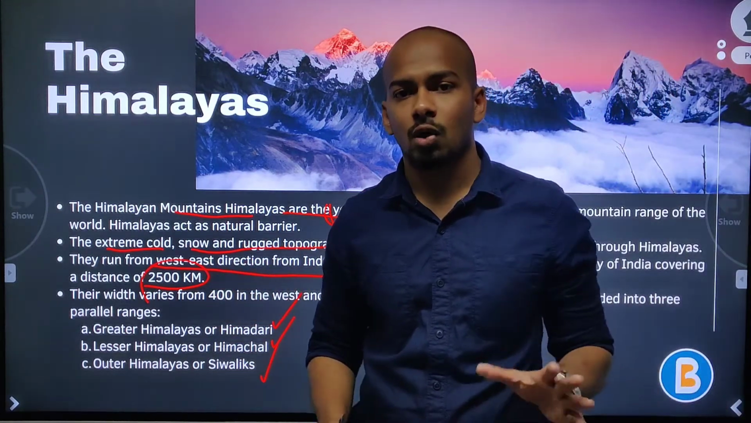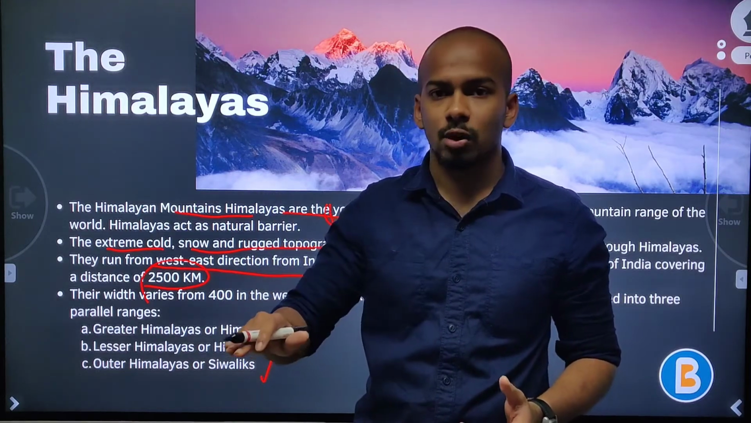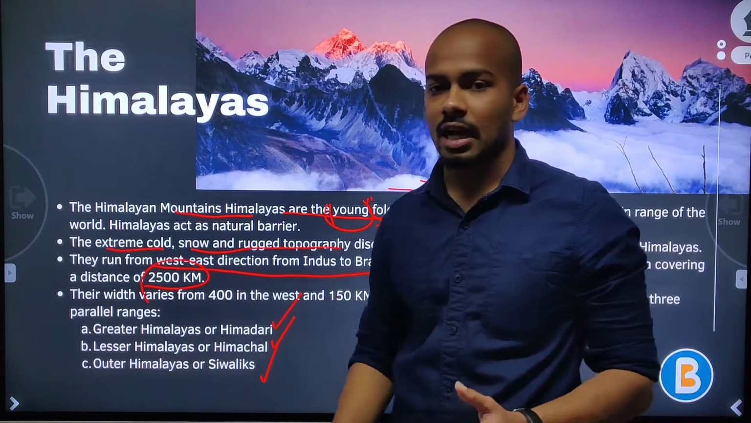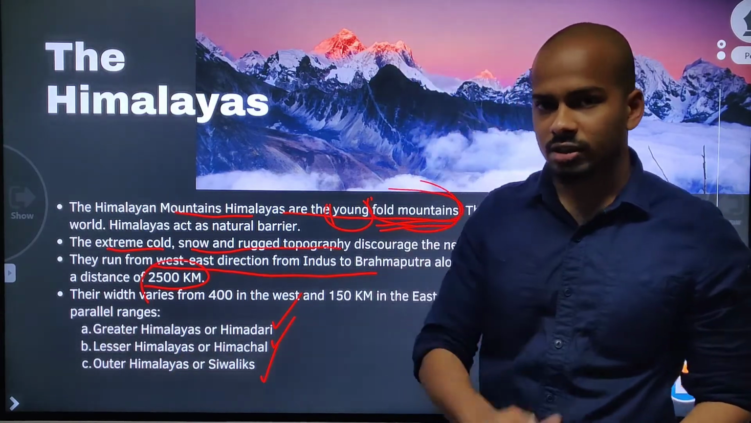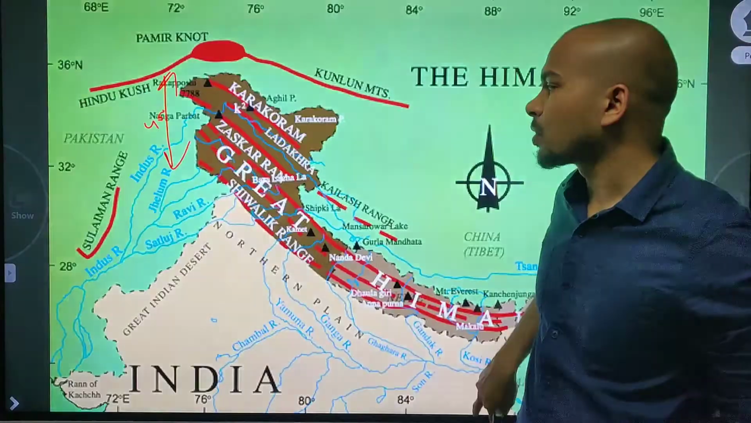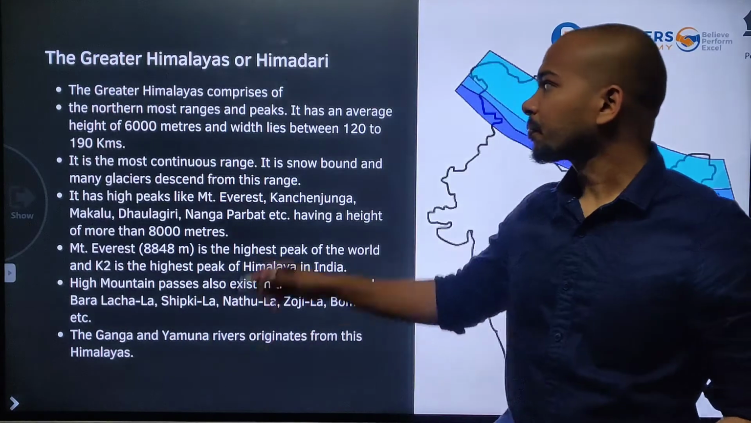And as I said, it is divided into three parts. The Greater Himalayas are also known as Himadri. The Lesser Himalayas, the range that is south to that, is known as Himachal or Lesser Himalayas, and the one that is even southmost to it is known as Outer Himalayas or Shivaliks. So we'll first look at the Greater Himalayas or Himadri.